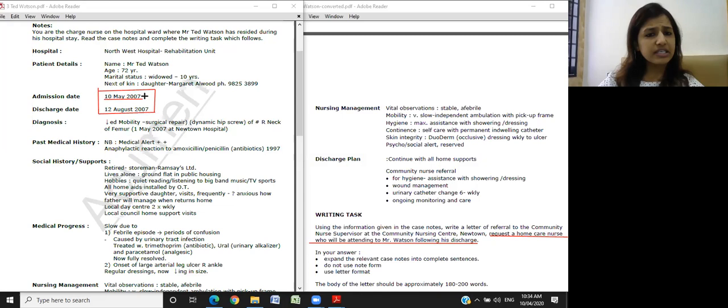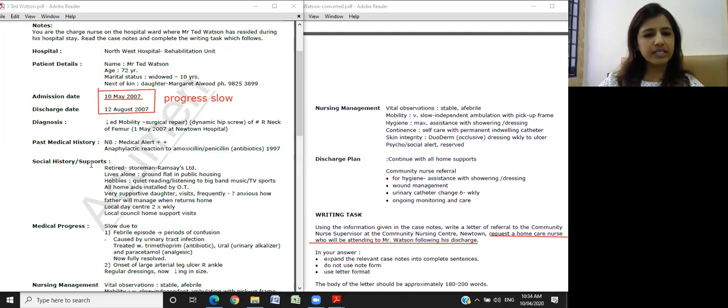Is it usual? Does every patient after a hip operation stay for 3 months in the rehabilitation unit? Definitely not. The maximum duration could be 3 to 4 weeks. So this is again a part of your analytical skills, critical thinking and analytical skills. You should be able to visualize the whole story. So here it says he stayed in your rehab unit for 3 months. So that suggests that probably his progress was slow, isn't it? So you then try and find out why he had slow progress. What was the reason for slow progress?